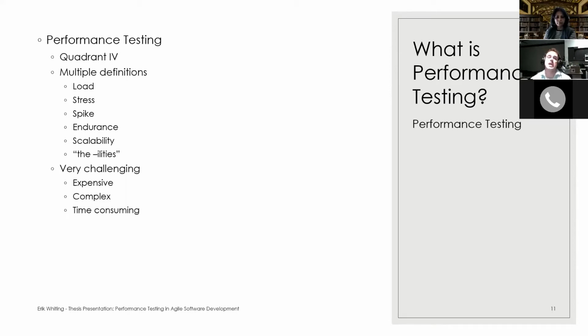And then there's ility testing, and this is when we test a bunch of system attributes that end with the letters ility, like scalability, usability, security falls under ility testing. This is kind of a colloquial term in Agile circles. We call it ility testing sometimes.